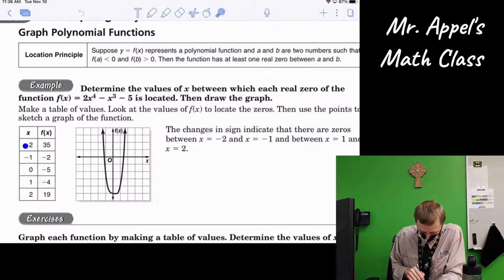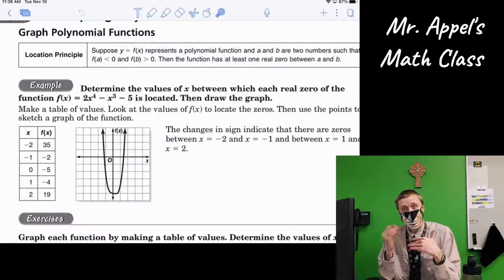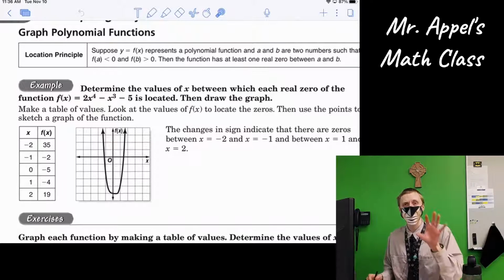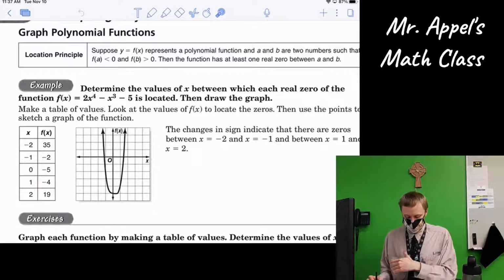Okay, -2 to the 4th power times 2 minus -2 cubed minus 5. Whew. -1 to the 4th power. Right? That's going to get pretty repetitive. Agreed? That's what a calculator is for. That's why we have the technology. Take away the drudgery of the repeated things.